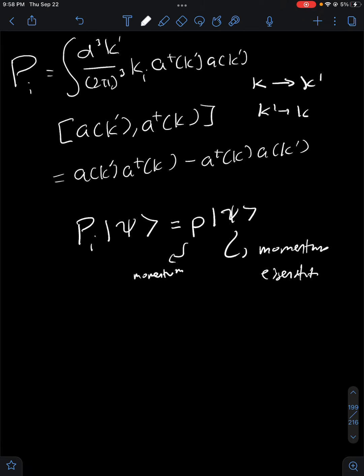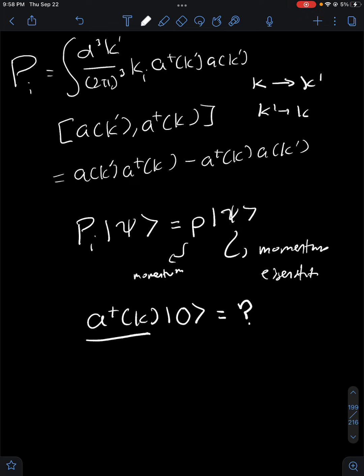So what we can do is, let's try to see what A conjugate k acting on the vacuum state is going to be. So let's see how this A conjugate k acts on the vacuum state. Since remember, we have a commutator involving A conjugate k, which means that A conjugate k might be an operator. So if it's an operator, well then how does it act on the vacuum state? Well, let's actually find out.